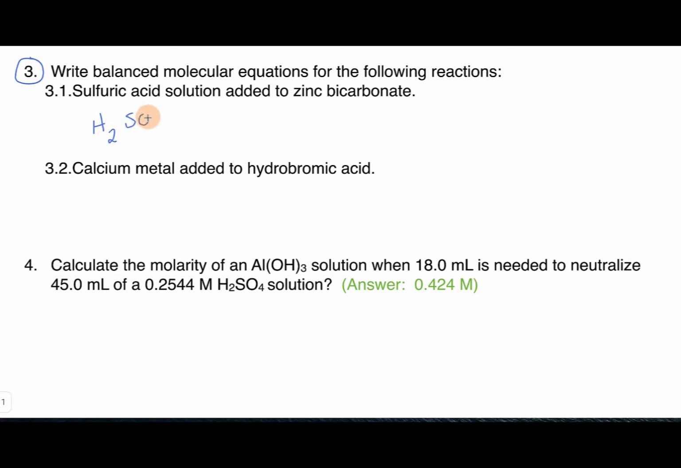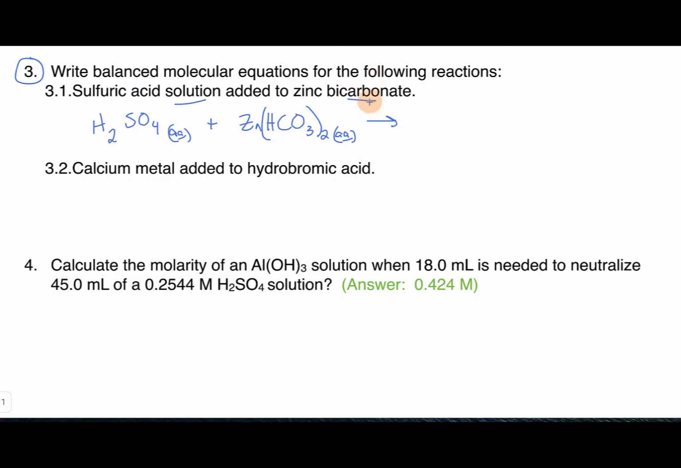So sulfuric acid has that formula. It tells me it's a solution, so aqueous. And then zinc bicarbonate has this formula. Actually, there's going to be 2 of those. We'll also make that aqueous. And again, that information would be given to you on the test. And then your job is to figure out what the products are going to be.